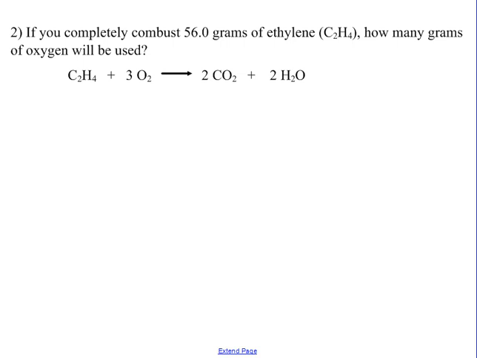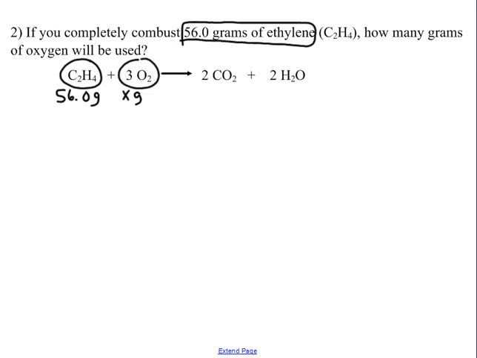So what I'd like you to do is make sure you identify the quantity that you're starting with: 56.0 grams of ethylene. So I'm going to put that quantity, 56.0 grams, underneath the ethylene molecule. So I know that I'm starting with 56.0 grams of this substance. I'm trying to determine grams of oxygen, so I'm going to put X grams underneath this oxygen. These are the only 2 substances involved in this particular problem. So for this problem, we're going to pay no attention to the products. We're just focusing on those 2 reactants.